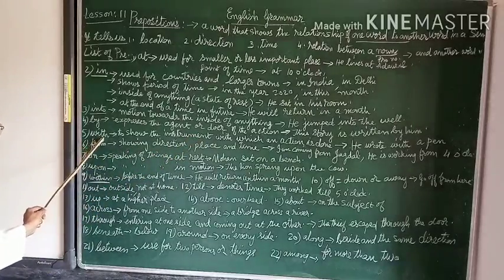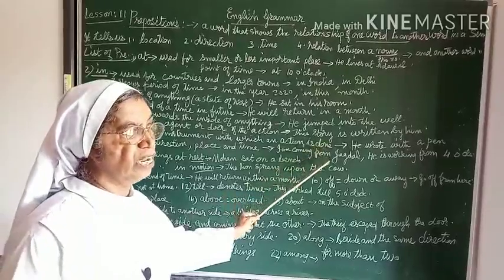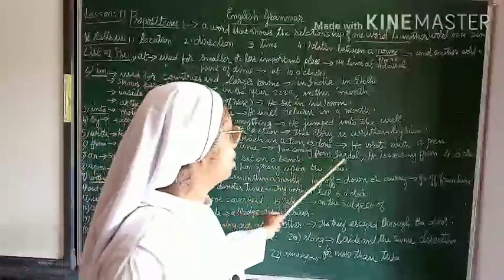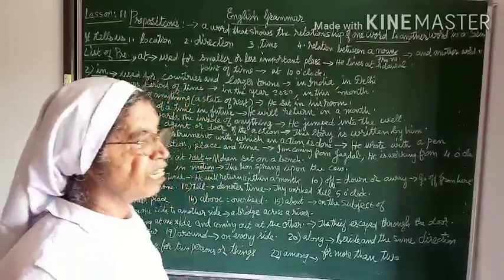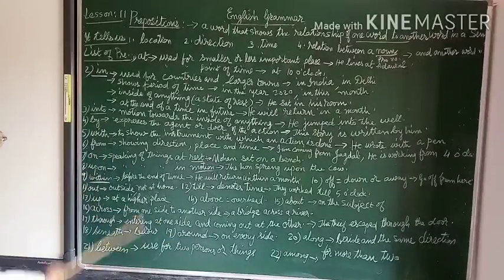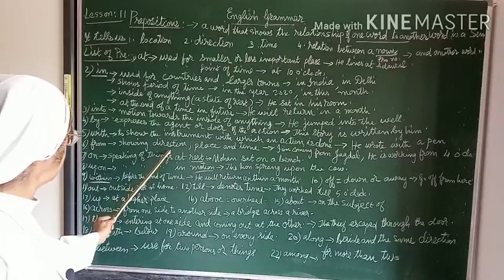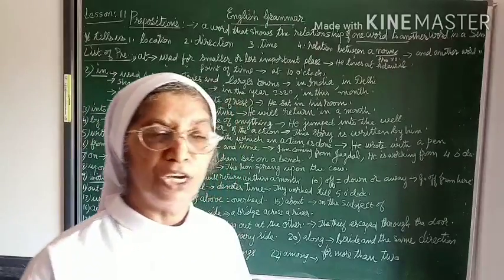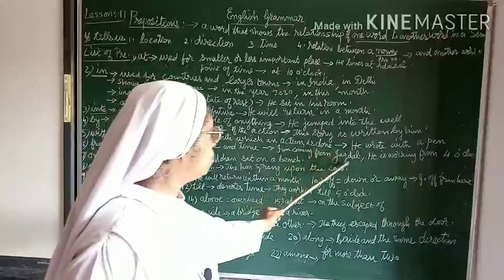Next, with. With is used to show the instrument with which an action is done. The instrument we use for doing the action. He wrote with a pen. With a pen. Which is the instrument? Pen. Then we have from. From shows direction, place and time. Which direction you are going, from which place you are coming, and the time. I am coming from Jagdalpur.